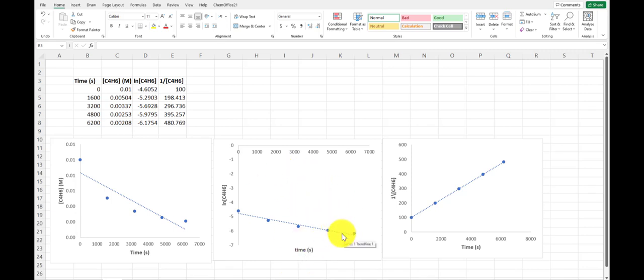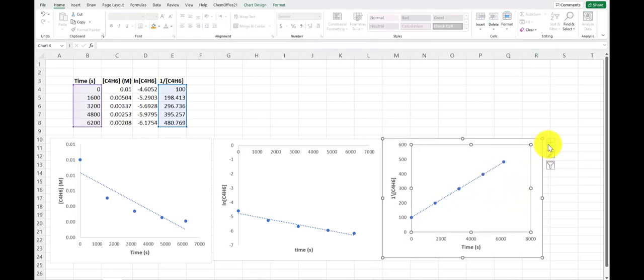Similarly, this is the first order plot where we have natural log of that concentration as a function of time. That's also got this kind of concaveness. That's not what we're looking for. That's not a linear fit. And then our second order fit is the reciprocal, 1 over the concentration of C4H6, also versus time. We get this nice straight line. So we've identified that yep, that's a second order reaction.